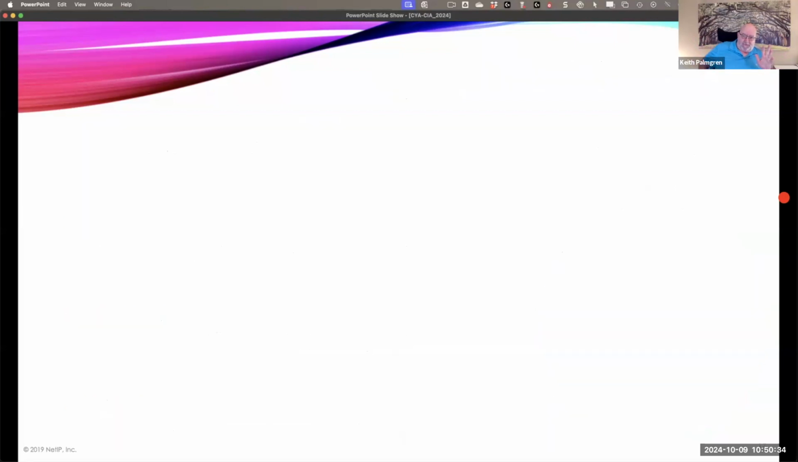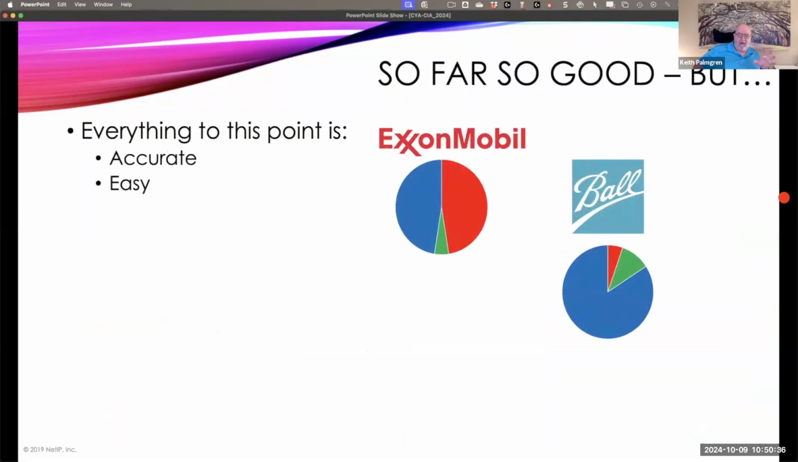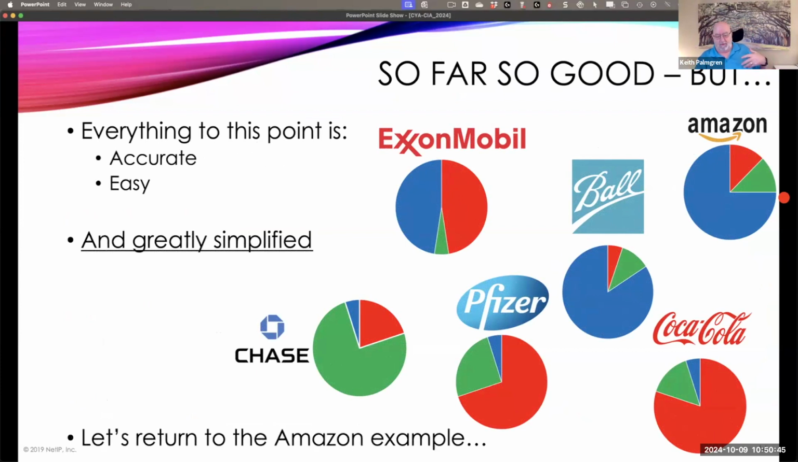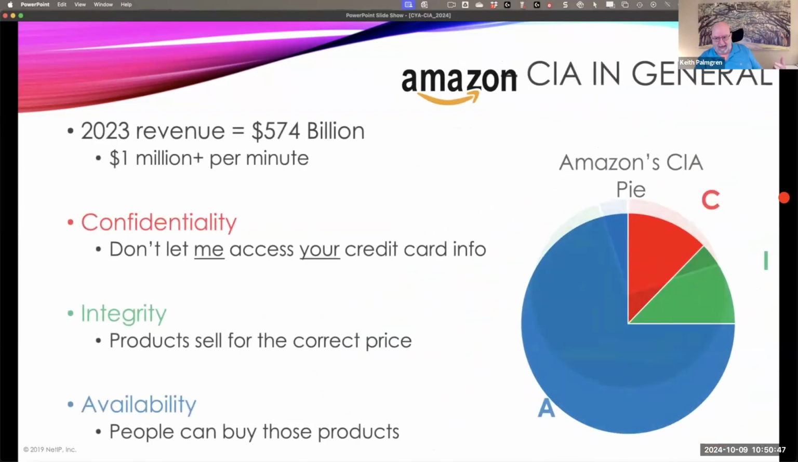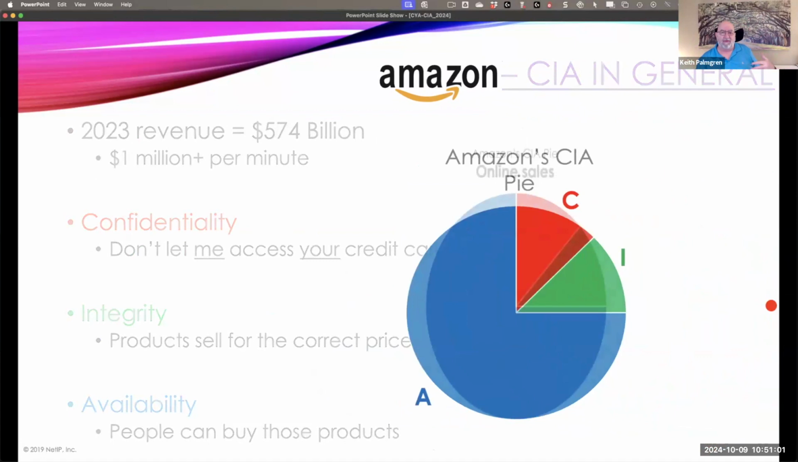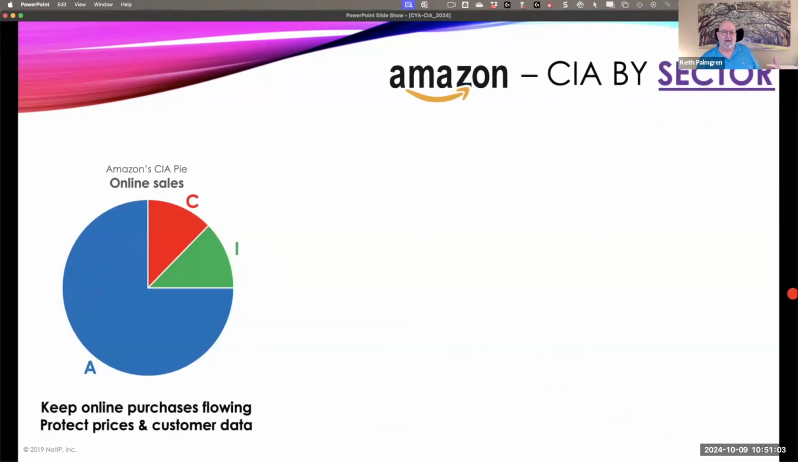All right. So, so far, so good. I think it's fairly clear, I hope. But up to this point, everything's reasonably accurate, pretty easy, but it's also greatly simplified. Okay. So let's go back and we just looked at the Amazon example. Let's take a second look at it. Nothing here changed. This is a repeated slide. But notice that this is in general. And this particular pie chart is very specifically looking at their online sales. But Amazon, that's not their only business line.